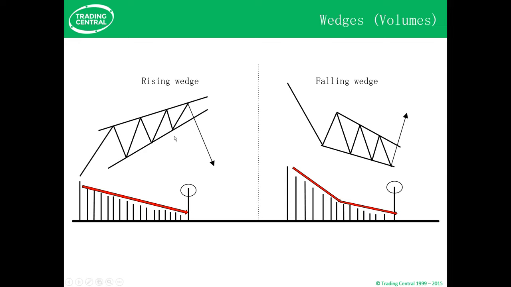And in both wedges, we can see that it's normal for the volume to contract during the formation of the wedges, since wedges can take anywhere from 2 to 8 weeks to complete. They sometimes occur on the weekly chart. And normally you see the volume catch up when the price breaks below or breaks above the wedge.